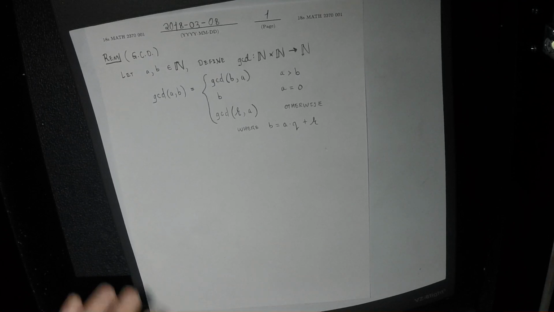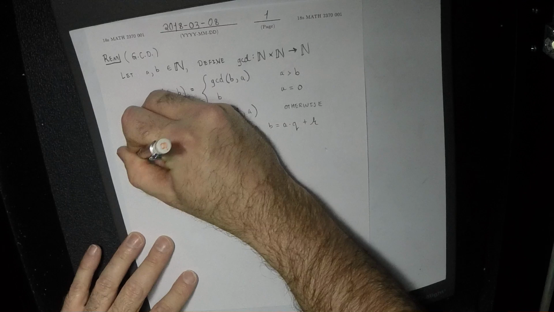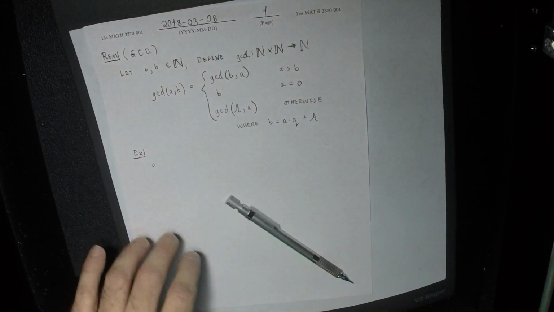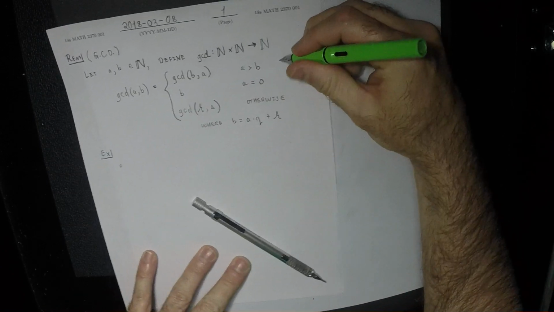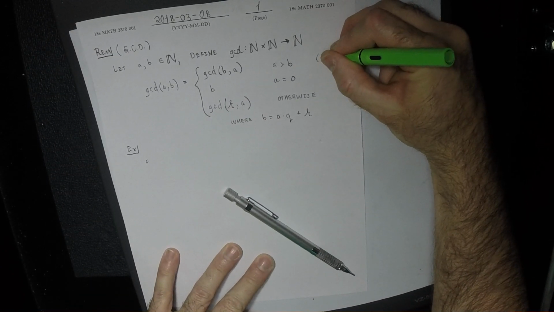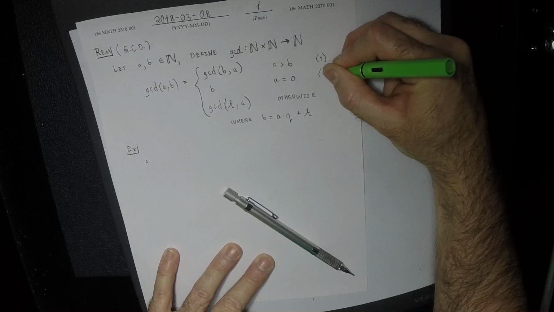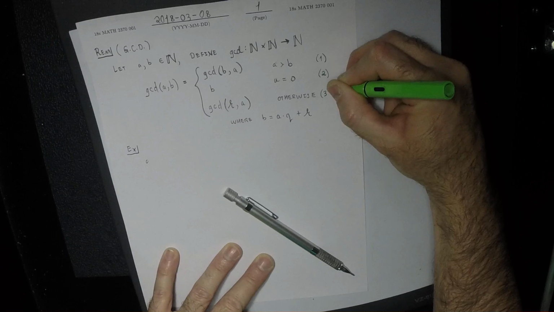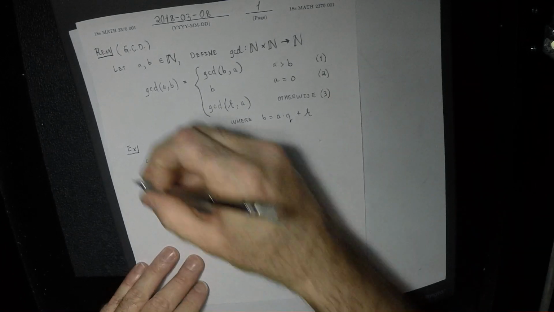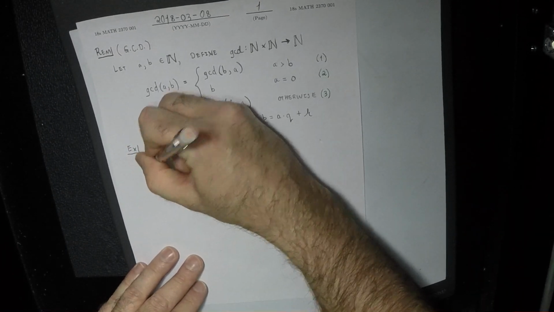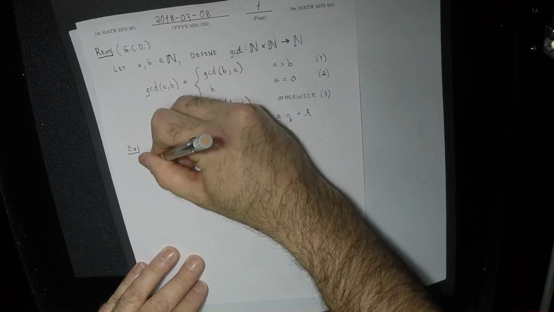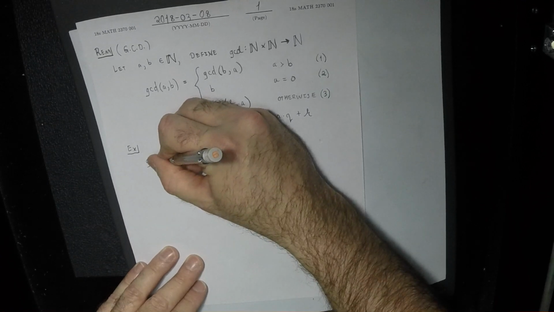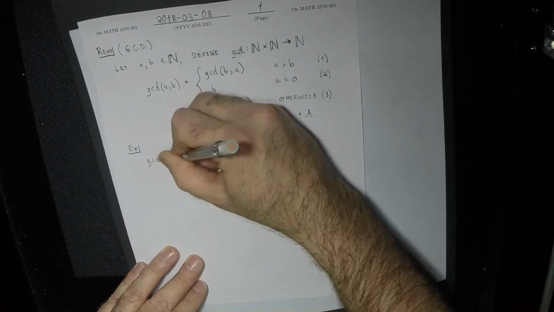Okay, so let's evaluate this a couple of times. We'll take the usual convention, numbering the clauses top to bottom, starting with 1. Let's compute GCD of, what would be a good one? 60 and 28.